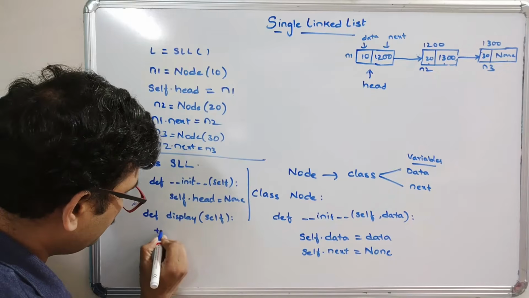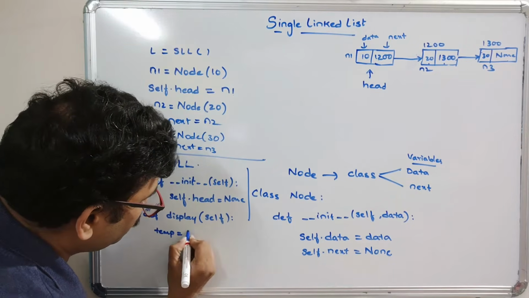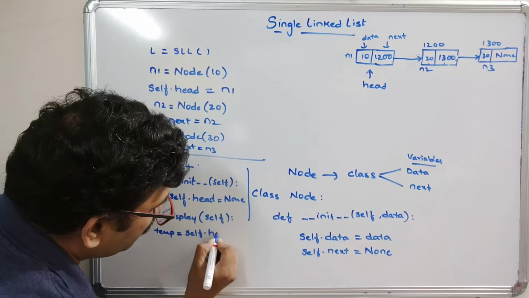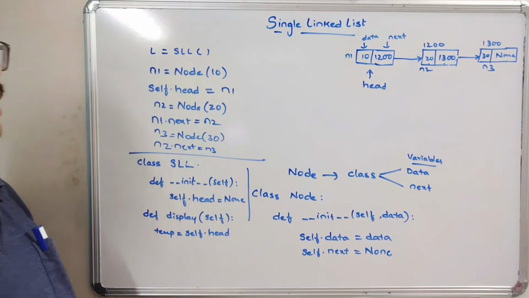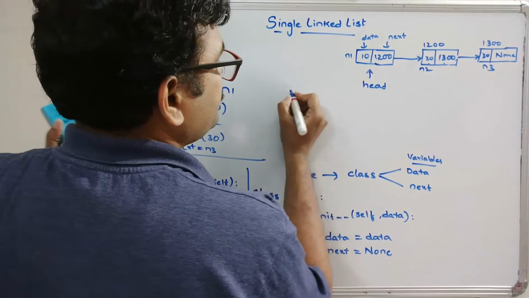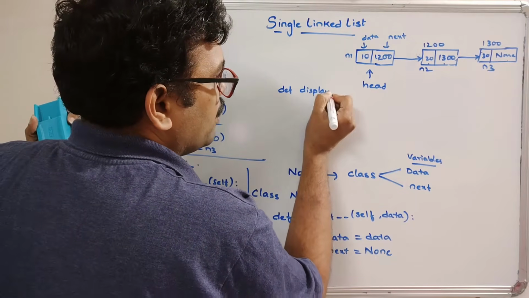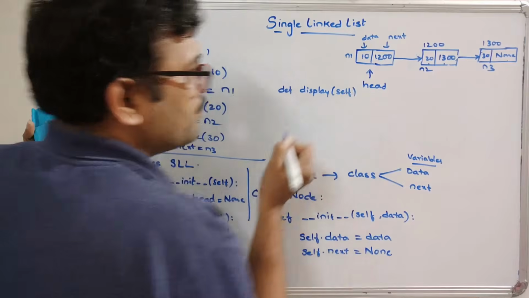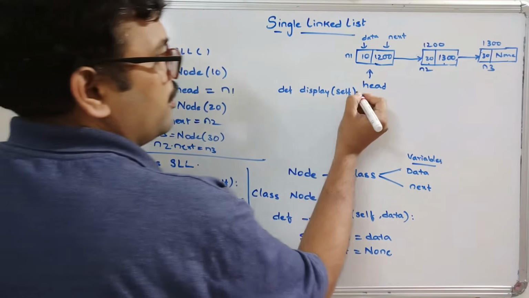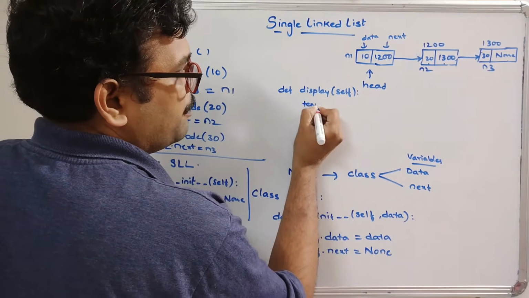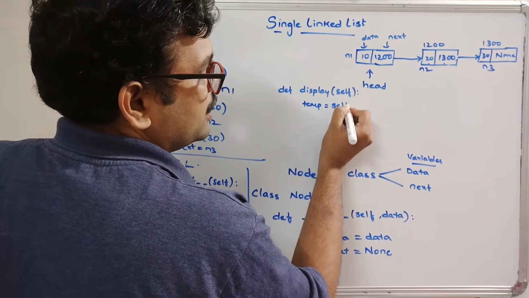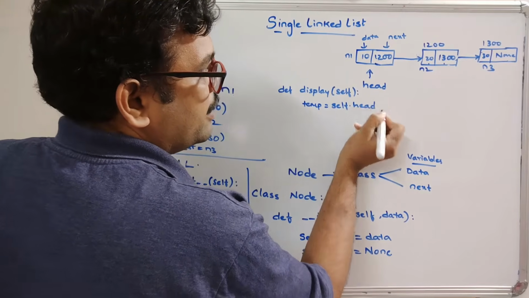So temp is equal to self dot head. Temp is equal to, I will write here, def display of self. Right? Now I will write some temp is equal to self dot head.